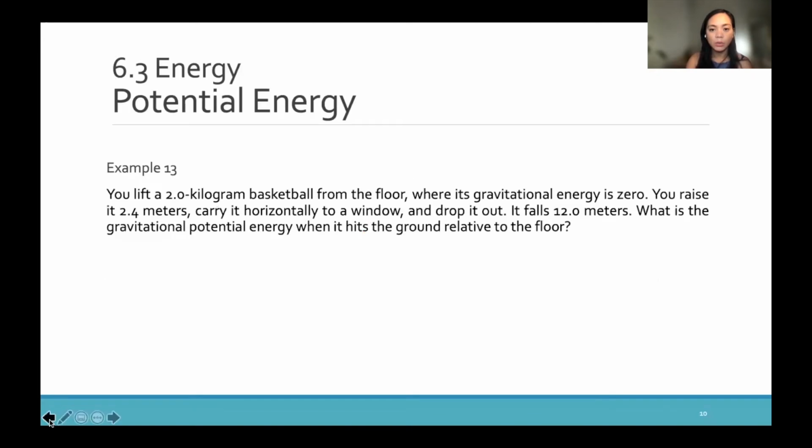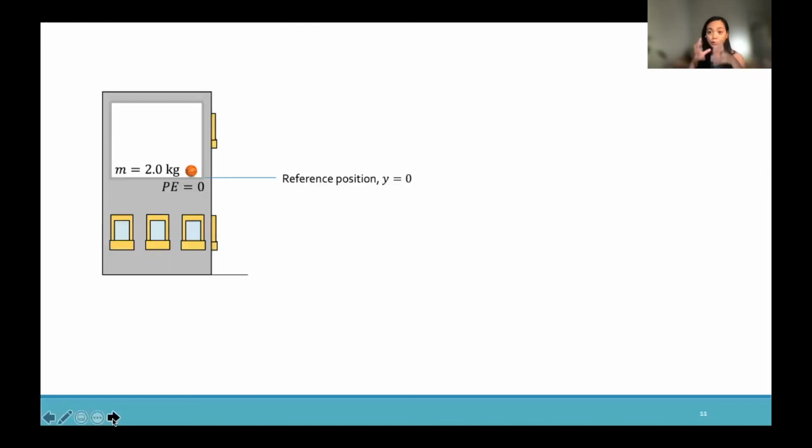May highlight ng akong words dito, guys. The one that I will highlight is this word, relative to the floor. What is the potential energy relative to the floor? You have a 2 kilogram ball. Now, kung reference sa floor, wala yung potential. Wala naman siyang height. Nasa floor lang yan.